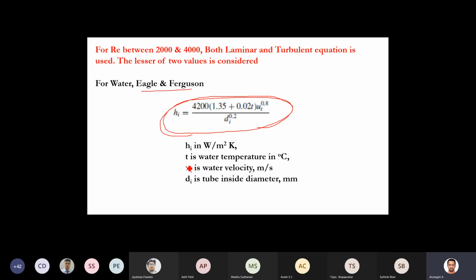So Eagle and Ferguson proposed an equation especially for water to predict the heat transfer coefficient. That is 4200, similar to your Cp value, times 1.35 plus 0.02 T, where T is the average water temperature, times Ut to the power 0.8 divided by the ID of the pipe to the power 0.2. You have to use the units: ID in mm, Ut in meter per second, temperature in degree centigrade. Then only you will get Hi in watt per meter square Kelvin. So this is the way you can calculate the heat transfer coefficient.